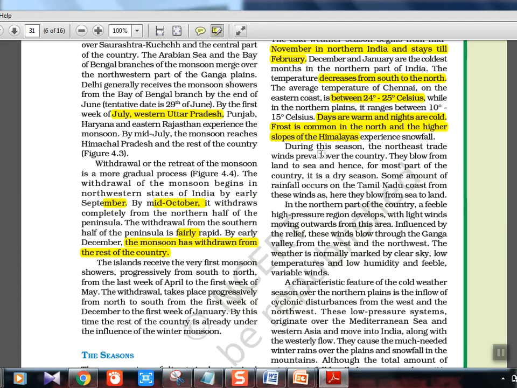Now, during the season, the northeast trade winds prevail over the country. The northeast trade winds, it's coming from the northeast. They blow from land to sea. Okay, Central Asia towards mainland and then to the sea. For most part of the country, it is a dry season. Some amount of rainfall occurs on the Tamil Nadu coast, like I told, in the winter.